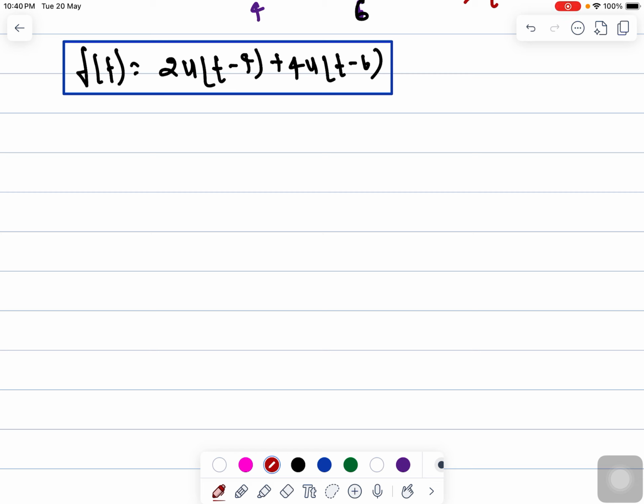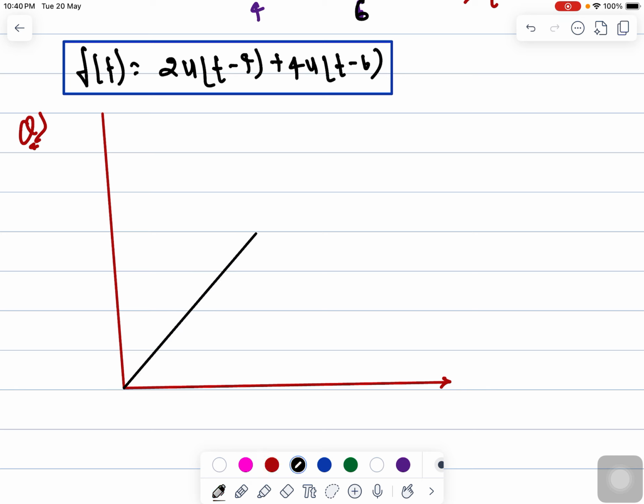Okay, let's solve this kind of problem first. So let's say you have a function like that, and after that it looks like that, right? So this one is f(t) and this one is t, right? So if this function looks this way, then how can you write these things?